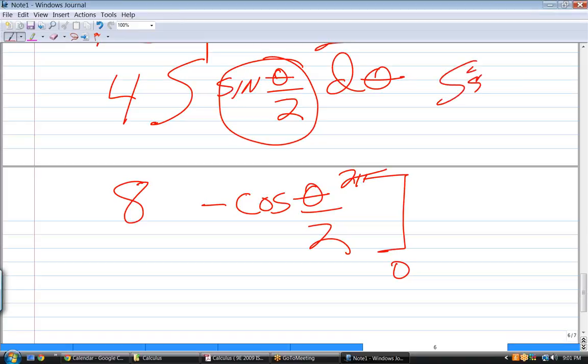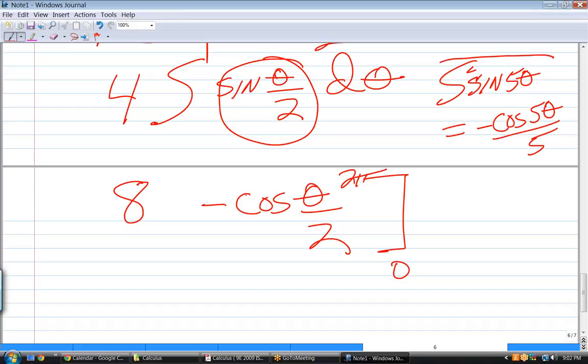The integral of sine of 5 theta is negative cosine of 5 theta divided by the derivative of the inside. So the integral of sine of 1/2 theta is negative cosine of 1/2 theta divided by 1/2, or 2 times negative cosine of theta over 2. And that's how this 4 turns into an 8. Okay, so the integral of the sine of theta over 2 ends up being negative cosine of theta over 2 times 2.